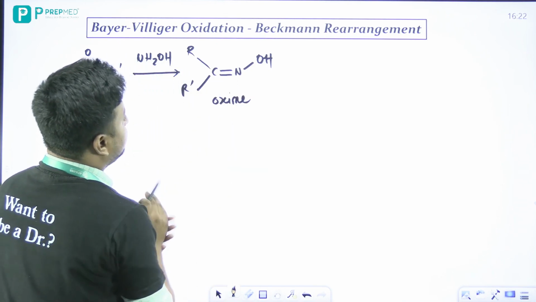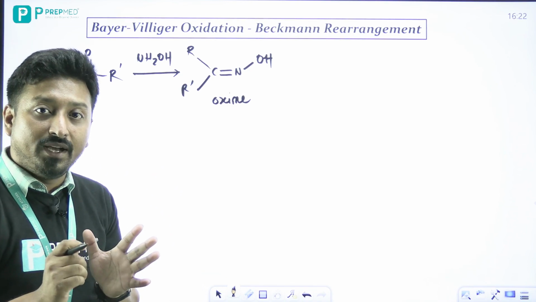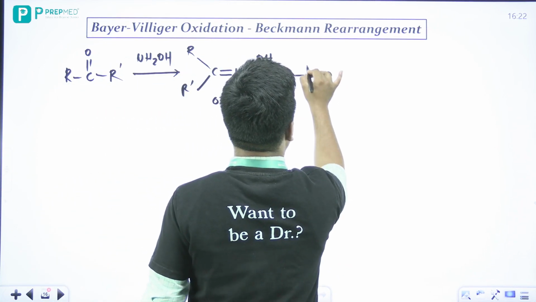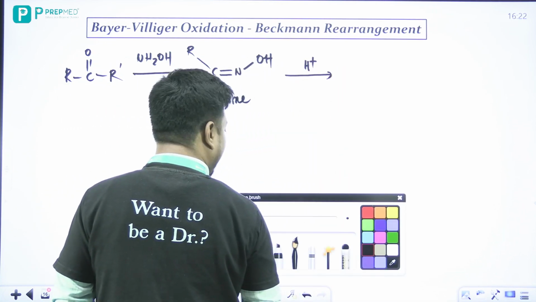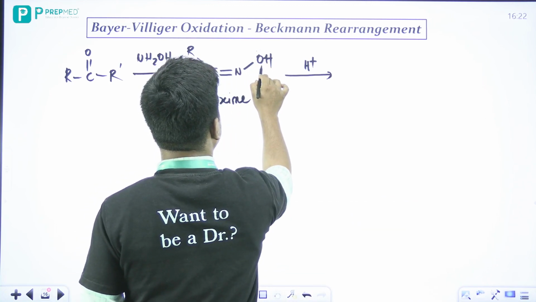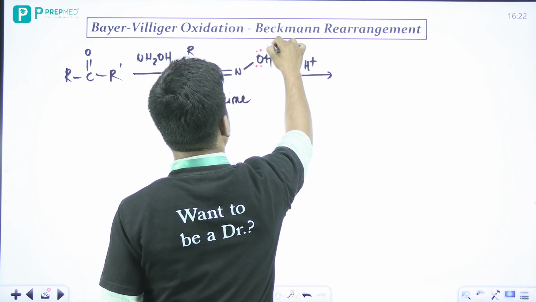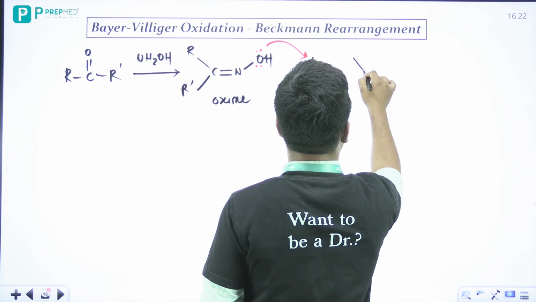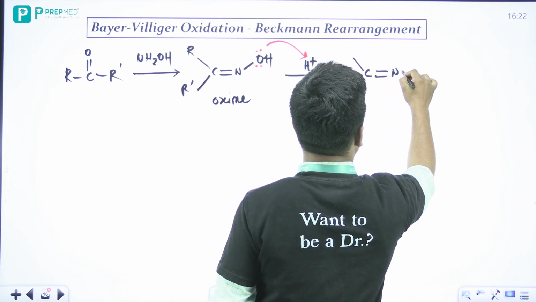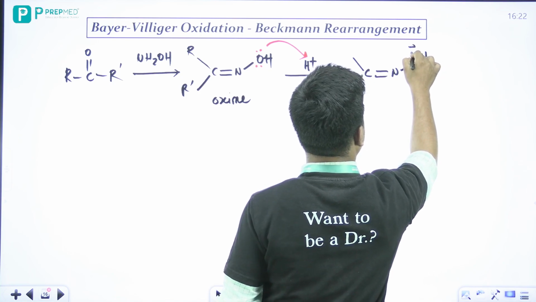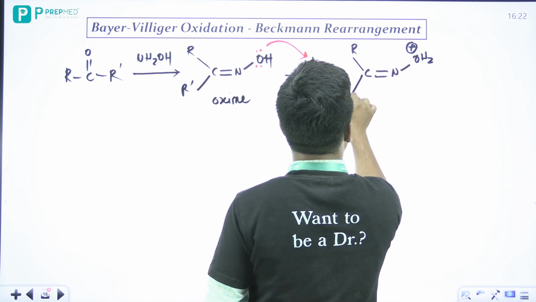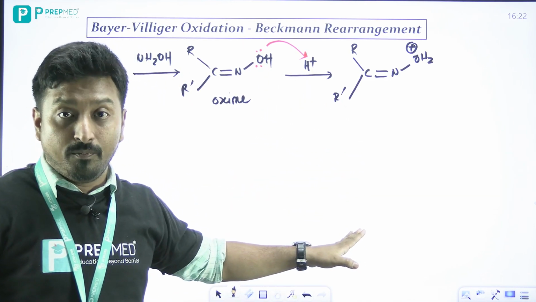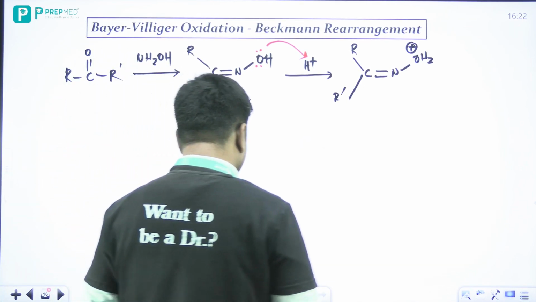Okay, now this oxime is very reactive, but the point is that this oxime reacts only in acidic medium. So if I give an acid here, what will this do? This will capture like this, and with the double bonded N, there will be a formation of a water molecule here. Now water, we know, is a very good leaving group. So what actually happens here?